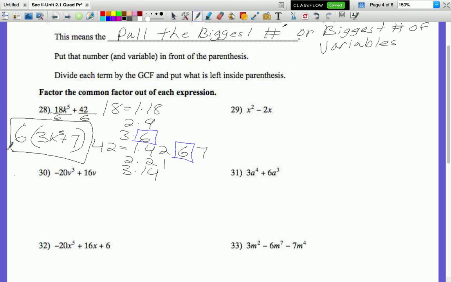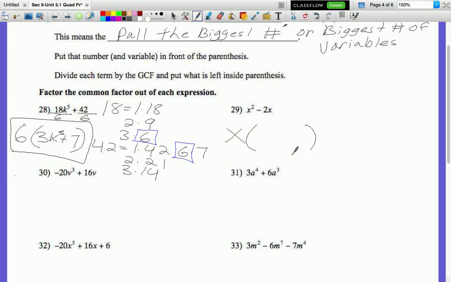If you look at 29, there are no numbers that are in common. x squared has no coefficient, well, the coefficient of 1, but we don't want to pull out any 1s, and then we have negative 2x. So sometimes we can't pull out a number, but they do have a variable in common. In this case, they both have an x, at least one x. So we are going to pull out an x.